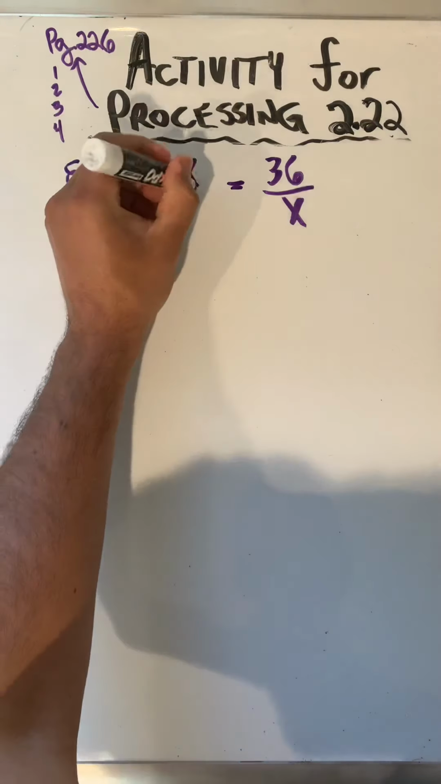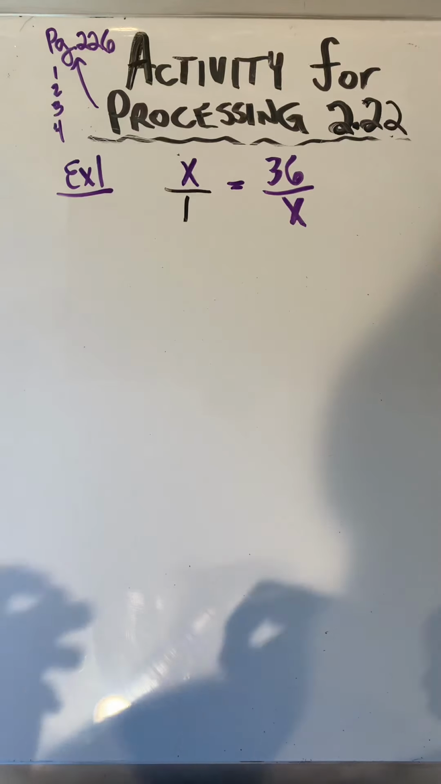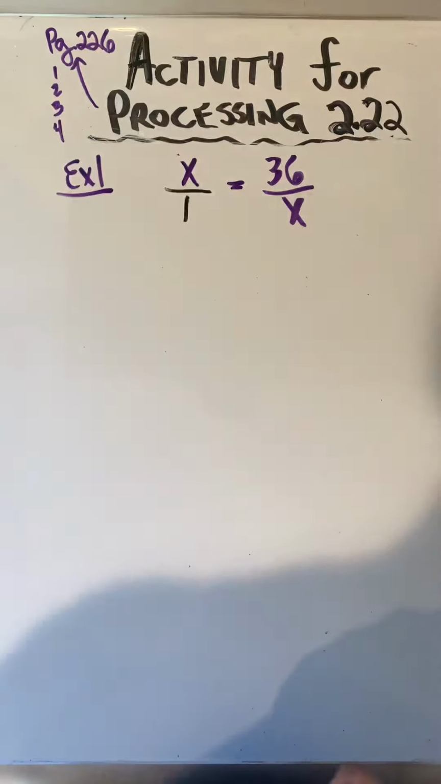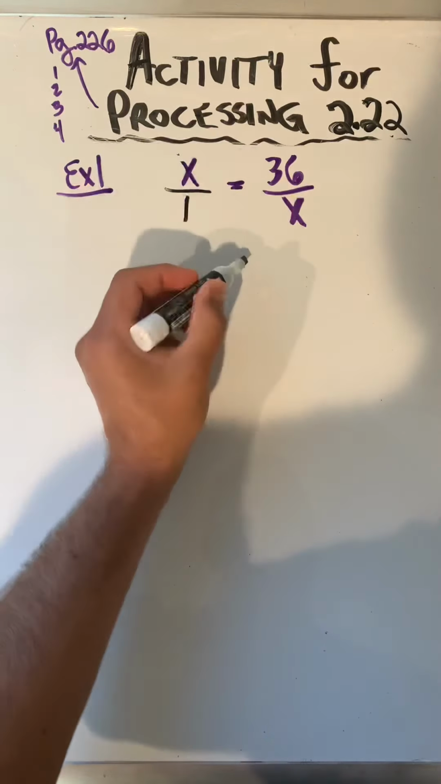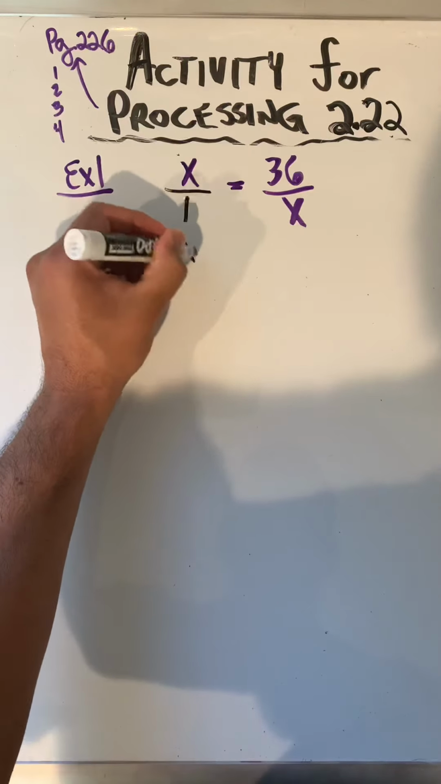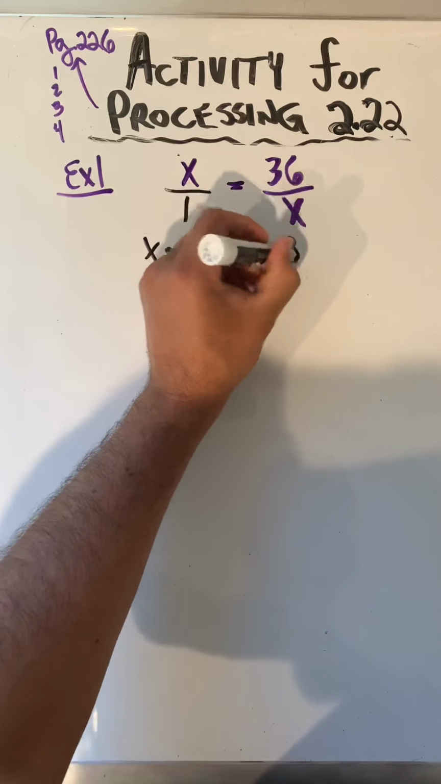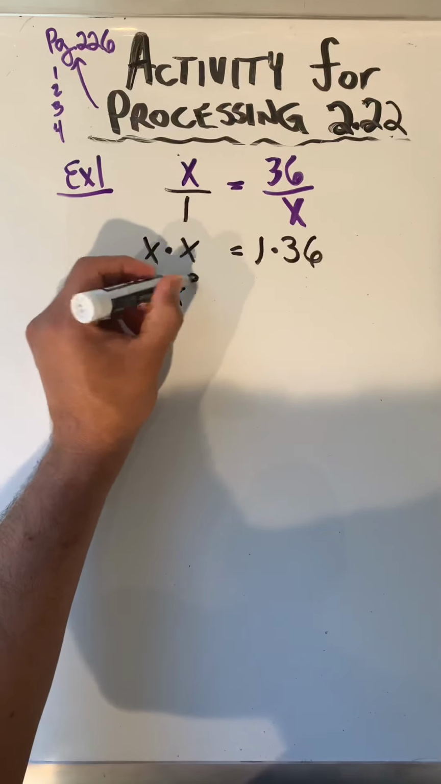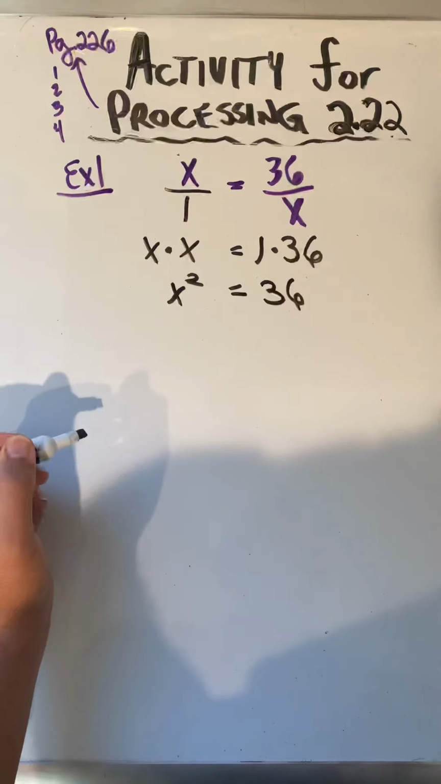So let's go ahead and remind ourselves that this, on the left, value of x is a ratio with an invisible denominator of 1. We're going to go ahead and place that there so that we can carry out our cross multiplication. So we're going to multiply x times x. I'm going to write that down right here. And then over here on the right, we got 1 times 36. So on the left, if we multiply x times x, we get a product of x squared. On the right, we get 1 times 36, which is 36.